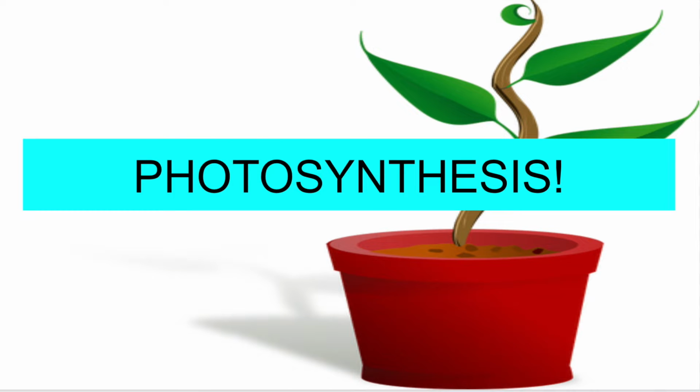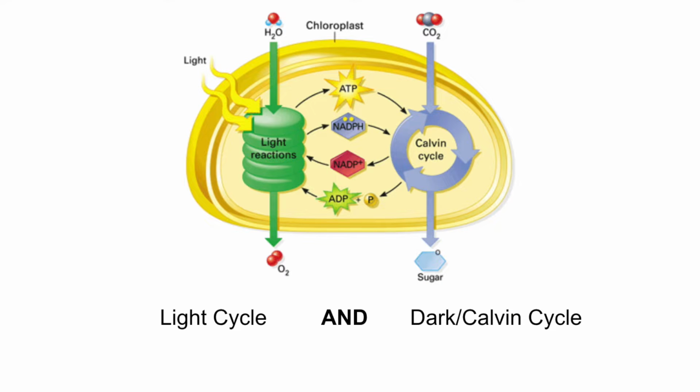Photosynthesis is a necessary process where light energy is converted into glucose, a sugar that powers cells. This process occurs in plants but also occurs in a couple species of animals. Photosynthesis consists of two cycles, the light cycle and the dark cycle, which is also called the Calvin cycle.